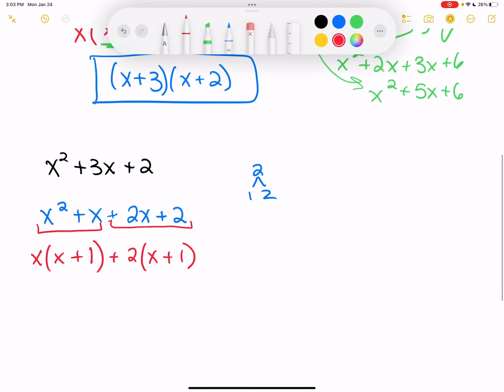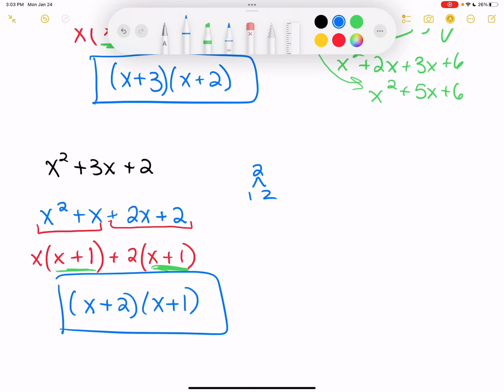So now, again, these two are the same. That's what we're looking for. So our final answer, we write down everything that's outside together in one parentheses. So that's x plus 2. And then we copy down one of the buddies, which is x plus 1. And we get our answer. Okay? That's not too late. We can go back and FOIL it to check it.